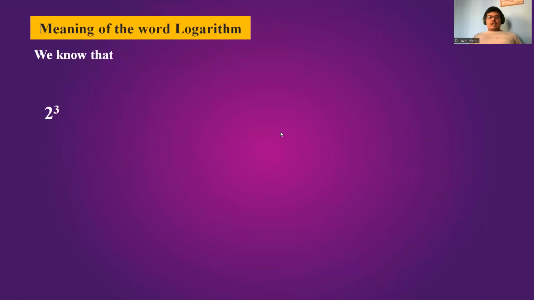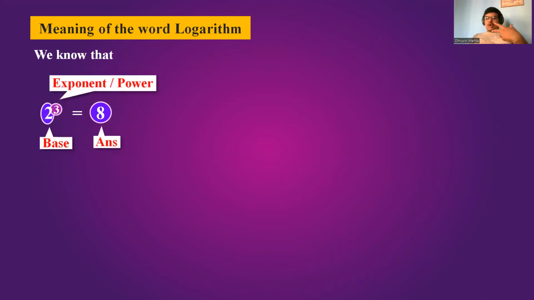Now see, we know that 2 cube is 8. This is exponential form. The same thing can be written in log form. So let us understand few terms related over here. See, 2 cube is 8, with 2 as the base, 8 is the answer, and 3 is the exponent or power. The same 3 is also called the log. So log is actually that number which is raised to some base to get a desired answer.